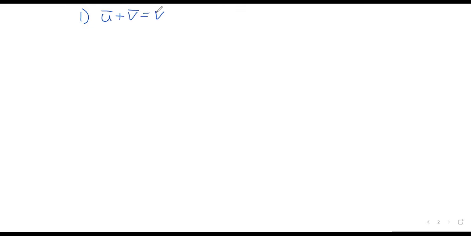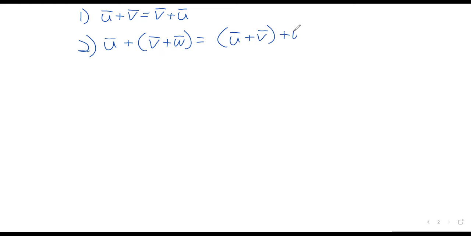Well, when we add vectors, order doesn't matter. V plus U equals U plus V. Numbers have a property called associativity, which says that when you're adding three things together, it doesn't matter where the parentheses go. Vectors have the property of associativity that says when you're adding three things together, it doesn't matter where the parentheses go.